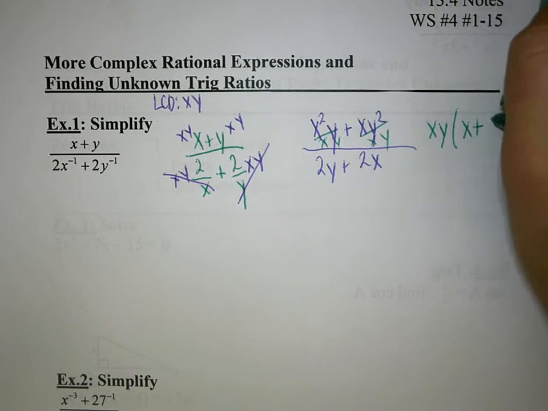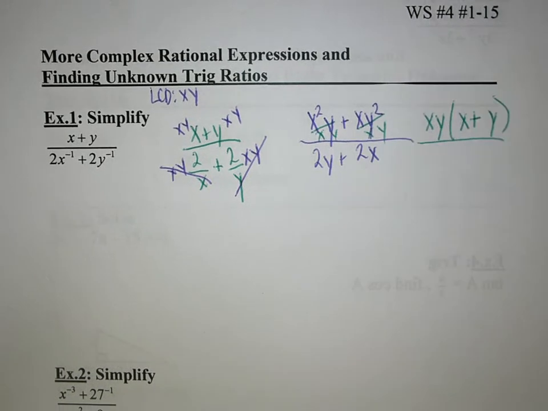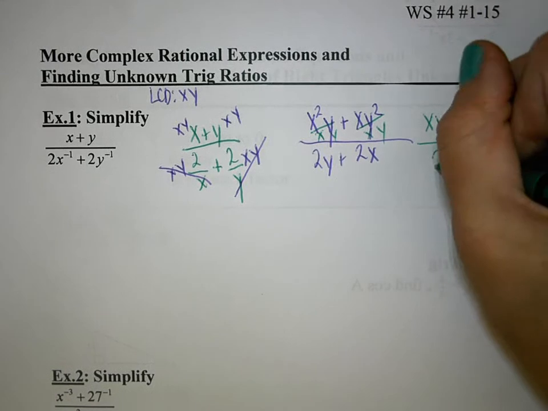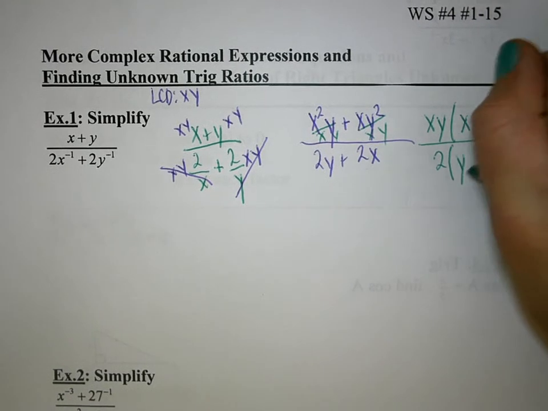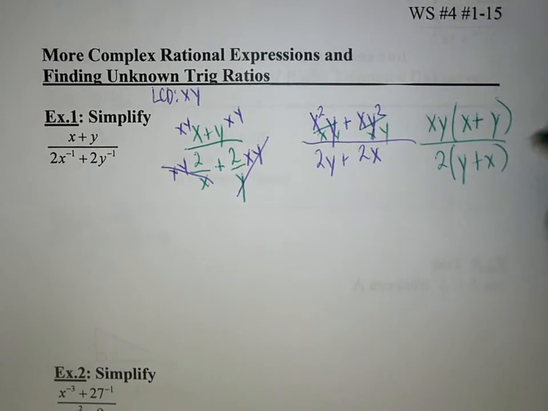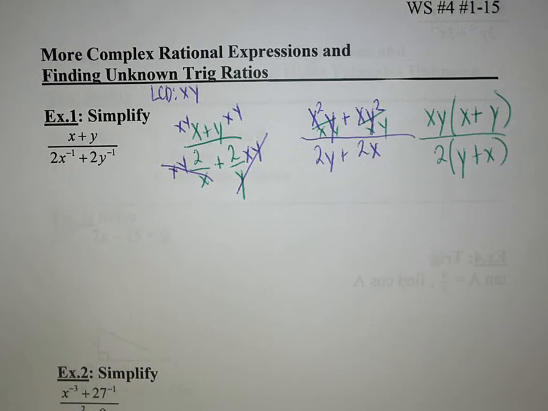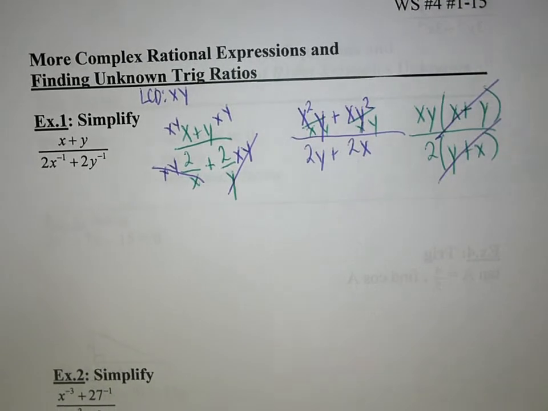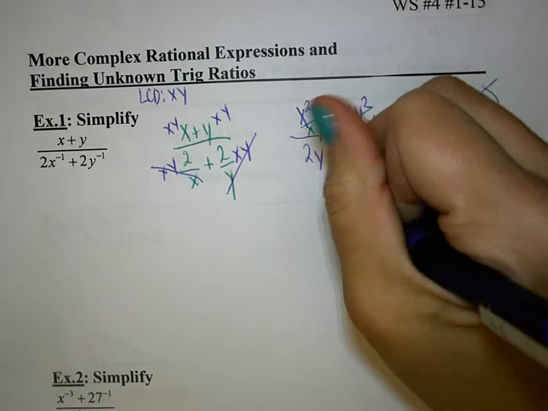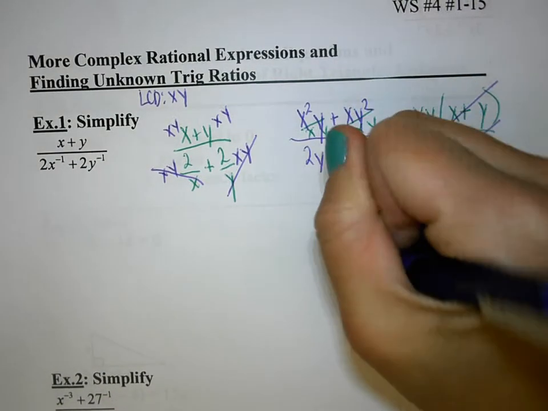x plus y. Over. Is there anything I can do in the denominator? Good. And then we are left with y plus x. Is x plus y and y plus x the same? Yes. Do I have to take out any negatives or do anything like that? No. Okay, so we just cancel those out, and my answer is xy over 2.